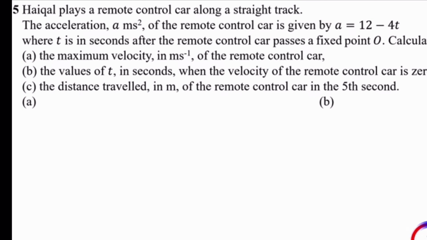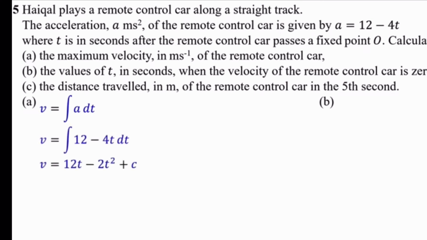The acceleration a meter per second squared of the remote control car is given by a equals 12 minus 4t, when t is in seconds after the remote control car passes a fixed point O. Calculate the maximum velocity in meter per second of the remote control car. So in order to find the velocity function, we need to integrate the acceleration.